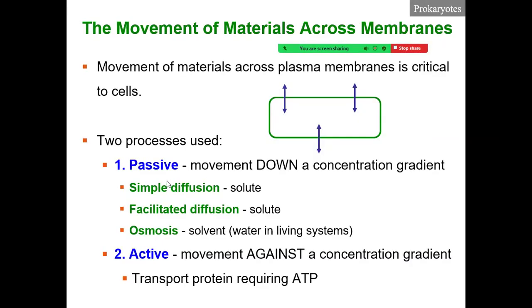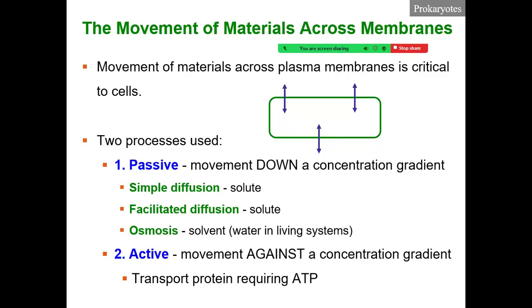You can have a passive movement where the molecule moves down its concentration gradient. If the molecule is higher outside the cell, it will move inside the cell down its concentration gradient. And there's three processes. We'll talk about that in a minute. Passive processes. But there's an active process, and that's where the molecule moves against its concentration gradient.